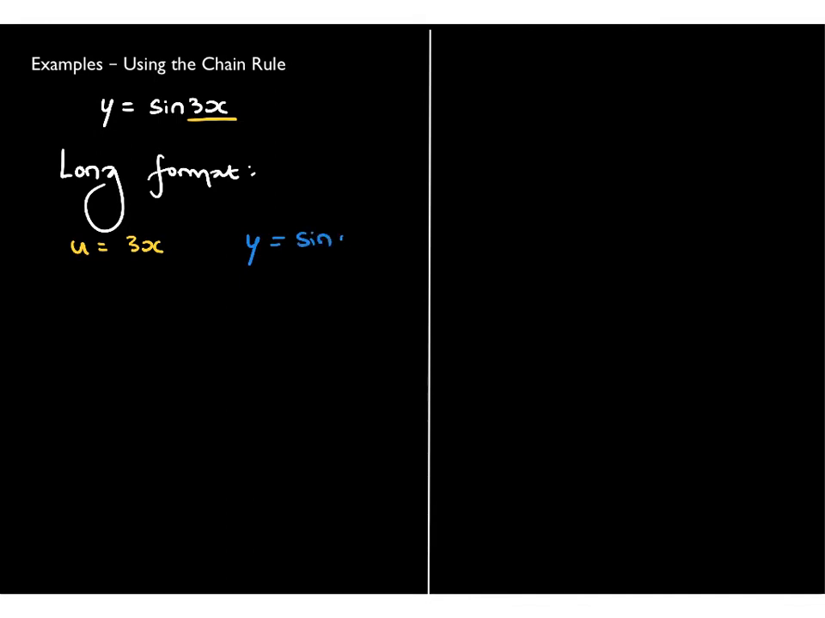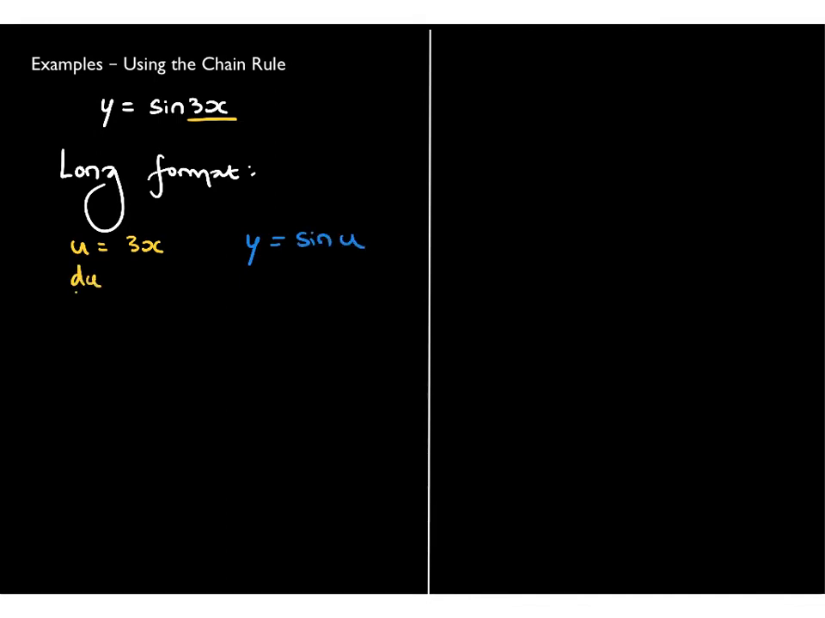So as always, we're going to explore the chain rule first of all. So here's an example to start off with. y equals sine 3x. Can you see the composite function here? We have 3x as our inner function, and then we're taking the sine of this. Now, let's have a look at the chain rule in its long format. So this is where we need to identify that u is equal to 3x, and we need to write y in terms of u. y is equal to sine u.